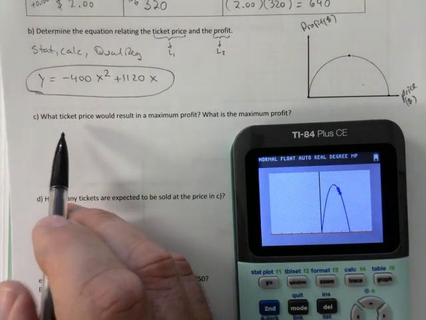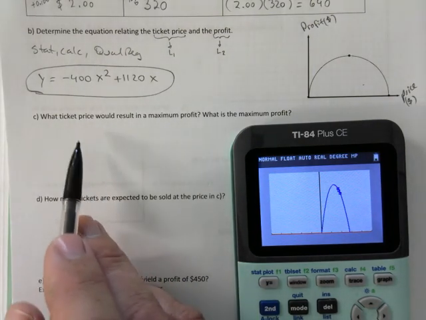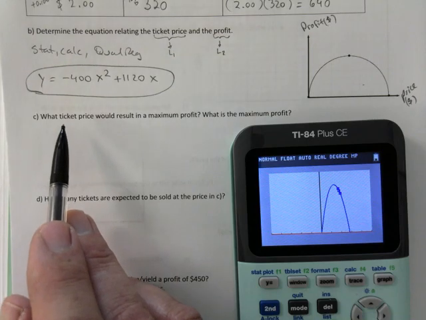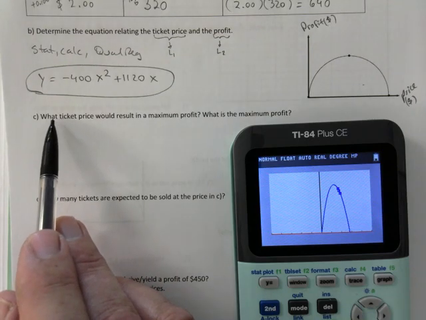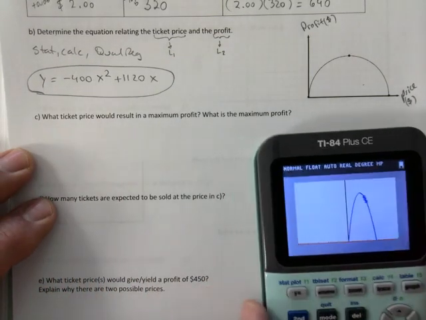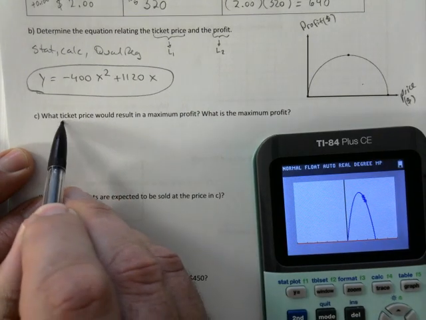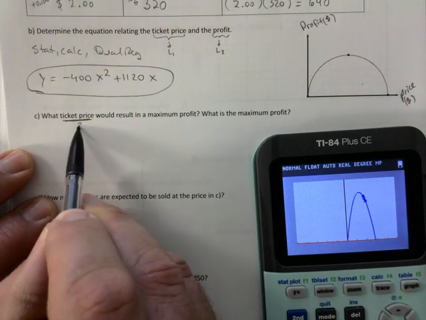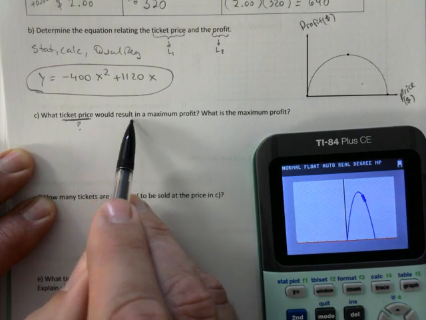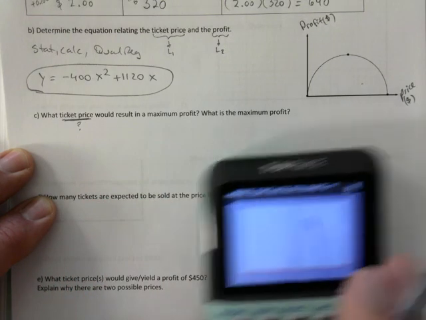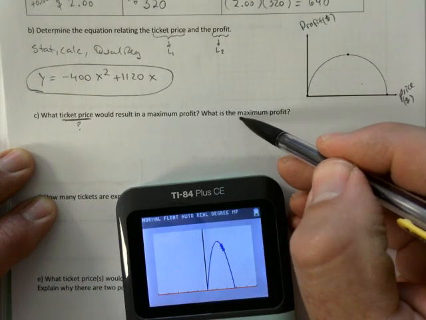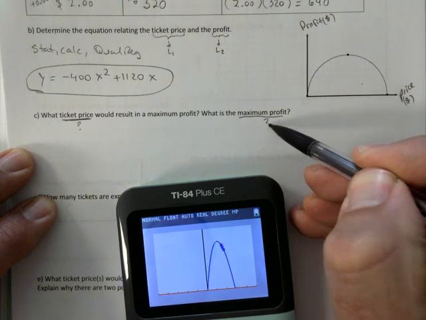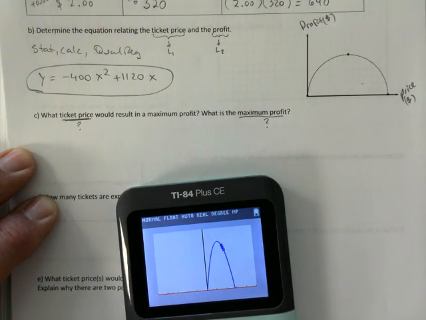Now technically I can ask you anything I want. It's just back to what we've done. But there are some differences here. What ticket price would result in the maximum profit? So what ticket price, they're asking you for that, would result in a maximum profit. And then it's also asking you what is the maximum profit. They're asking you essentially for both values of the vertex.